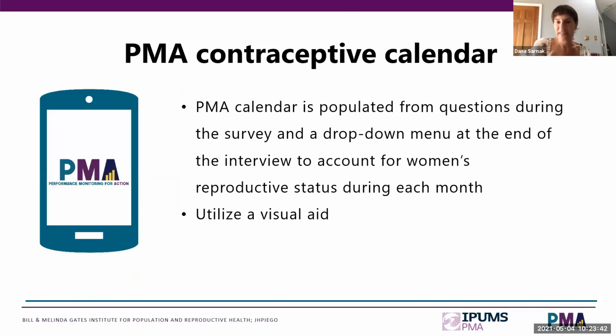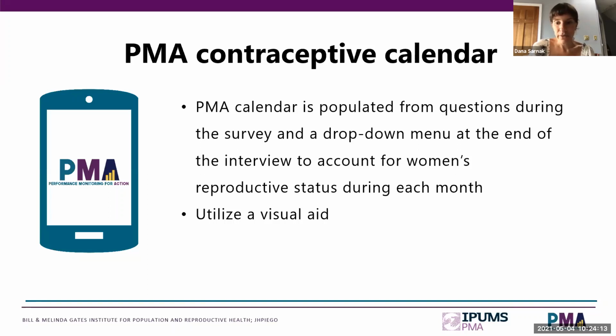Currently, the PMA calendar is populated by the interviewer using certain questions from the survey, including records of all pregnancies in the past 2 years, their durations, their outcomes, and the pregnancy wantedness status, as well as information on current and recent contraceptive use in the past 2 years, including method type, duration of the method, whether the method was stopped or discontinued, and if so, the reason for discontinuation.